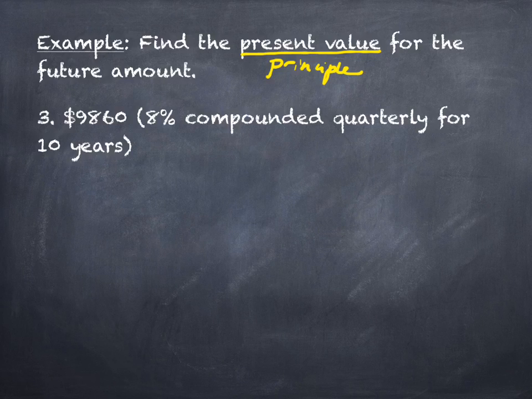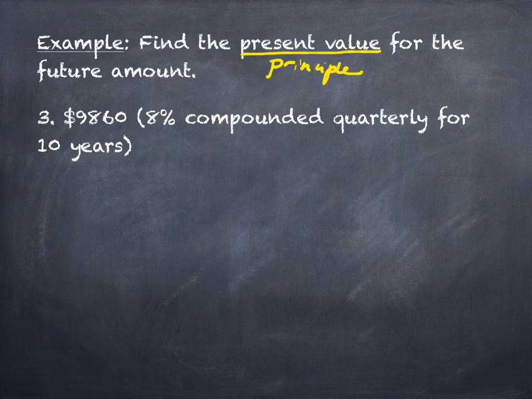So this would be the idea that if you knew you were saving for some big ticket item in just a savings account, you know, it's a car or it's an iPad or it's a whatever, okay? The question is, how much money should you put back now to make sure that it grows with the interest to that amount into the future? That's the idea. Okay, so we're going to find how much should I put in today to have that amount into the future. And the problem says that I have $9,860. That's how much I want to have in an account that's compounding 8% quarterly for 10 years.